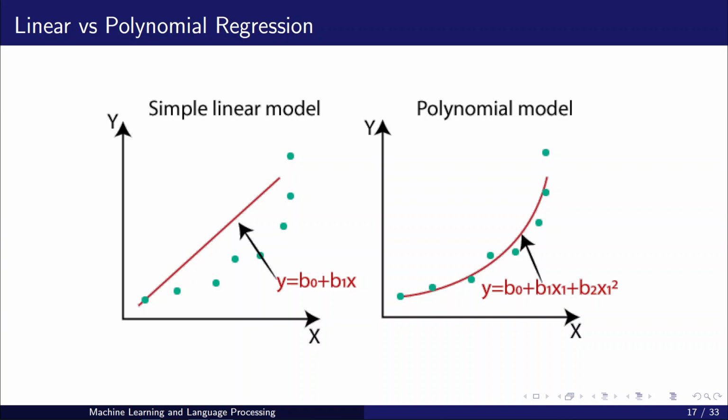The idea is the same here. This is a 2-degree polynomial. This is a 1-degree polynomial. That's it. So instead of y equal to b0 plus b1x, which is the equation of a line, if you use b0 plus b1 x1 plus b2 x1 square, then that model is called a polynomial model.